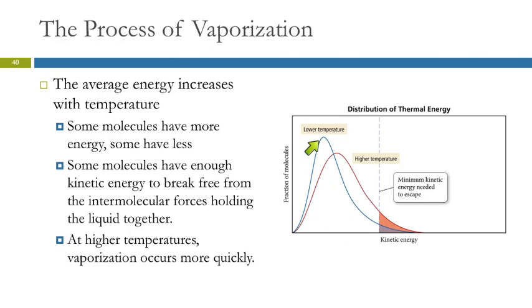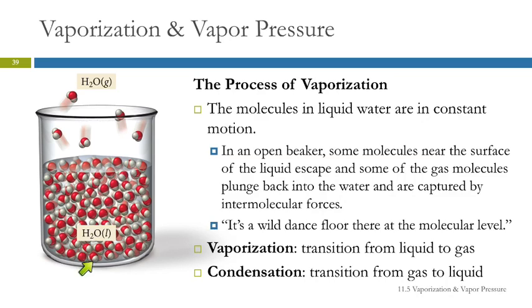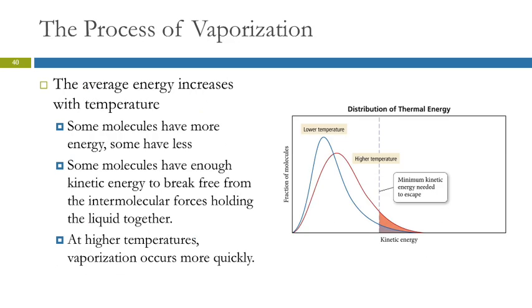So at a lower temperature, there will be a few molecules that have enough kinetic energy to break through. They have to have enough kinetic energy. They also have to be able to get to the surface, right? If you've got one down here that's moving real fast, he can't escape because he has to be at the surface. So there's two things going on there.